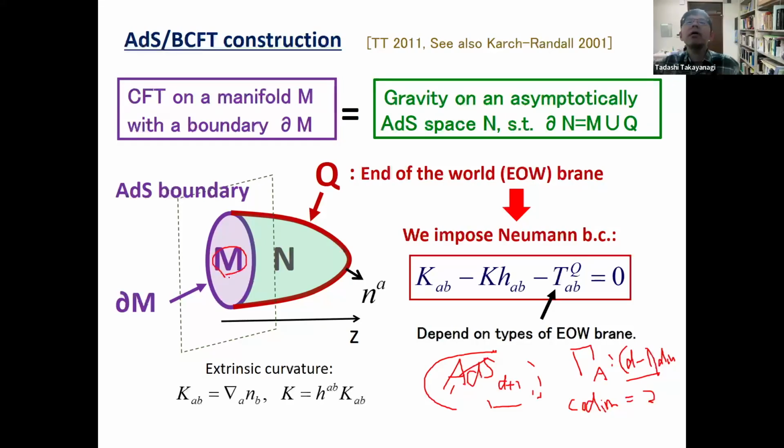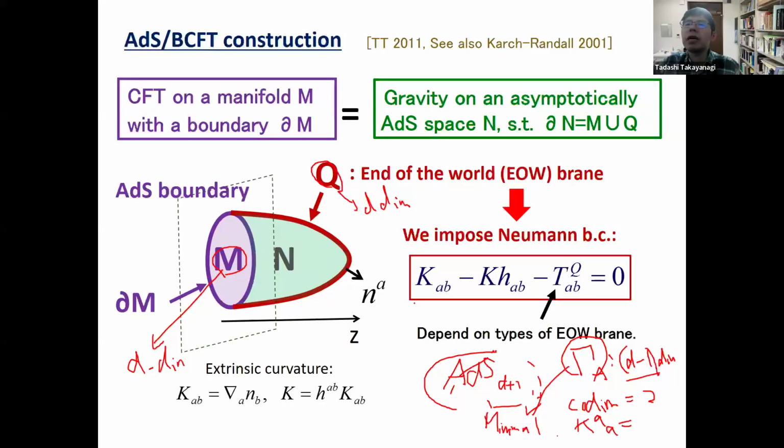M is defined as a d-dimensional manifold, right? And this Q is also d-dimensional. So the dimension is different. That's one basic difference. Another difference is the minimal surface. We impose a minimal surface for entanglement, right? Minimal or extremal. That means the trace K = K^a_a is 0. This is the minimal surface equation.